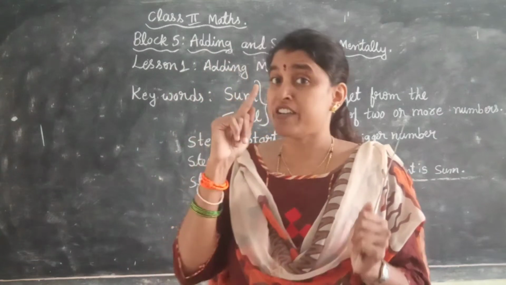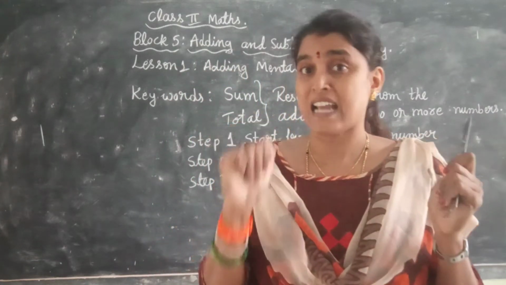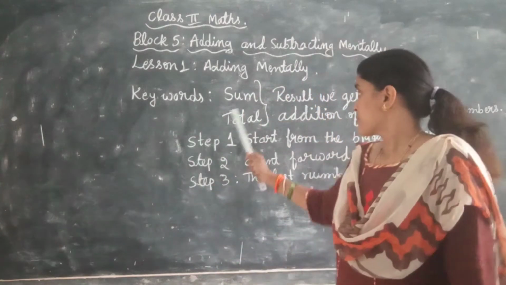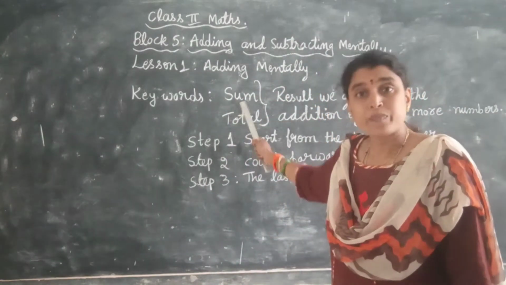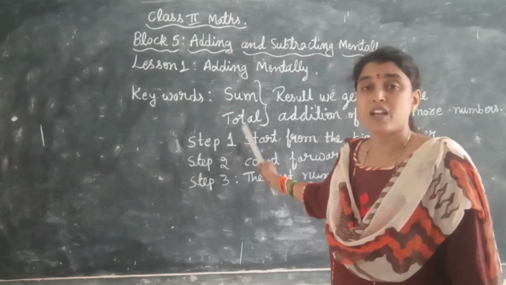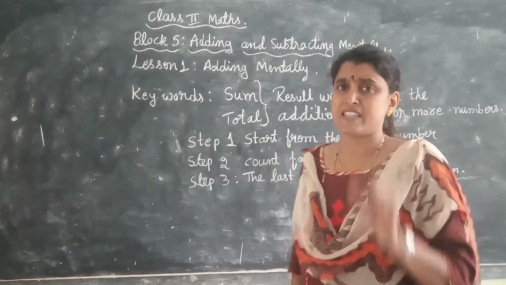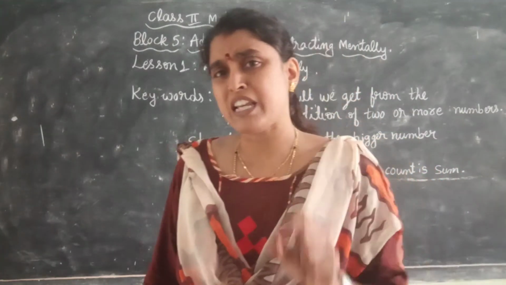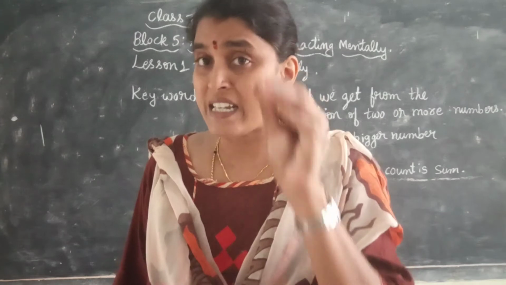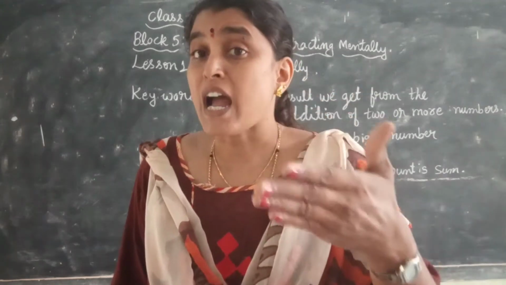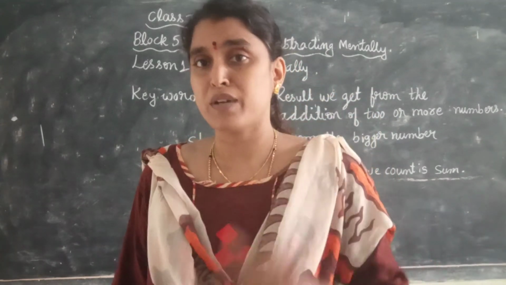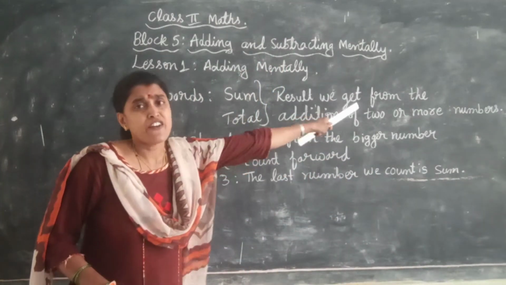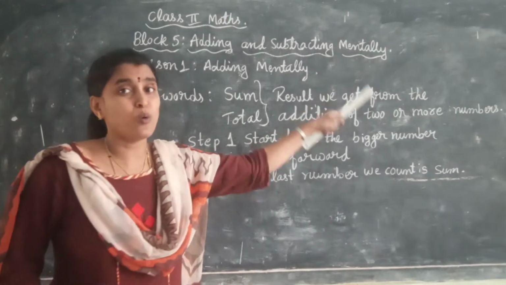The two important words we are learning in today's class are sum and total. See the spellings here. S-U-M, sum, T-O-T-A-L, total. See, these two words are one and the same, children. Both are same. Sum, total. What is the meaning of sum or total? Result we get from the addition of two or more numbers. Sum is a result we get from the addition of two or more numbers.